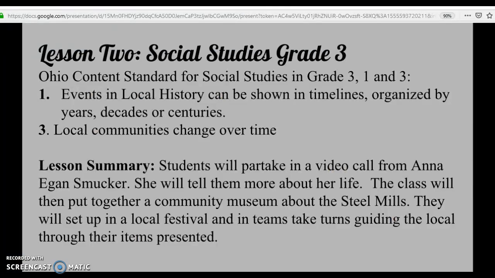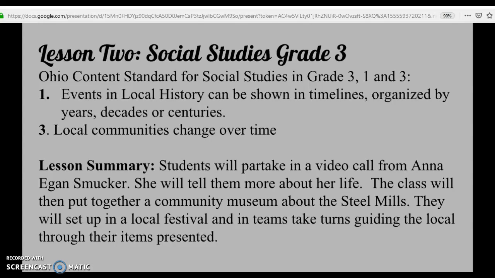The second lesson I created for this featured text is a social studies lesson for grade 3. In this lesson, the students will actually have a video call with Anna herself, and they'll be able to communicate with her and ask her questions about more details of what her everyday life was like living the time that the steel mills were up and working.